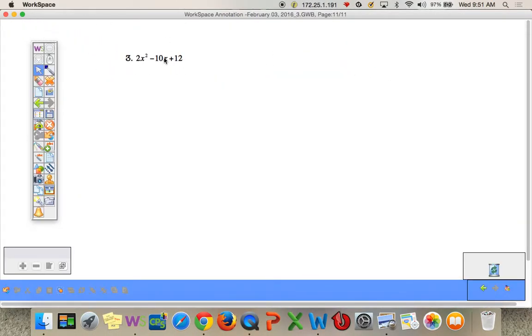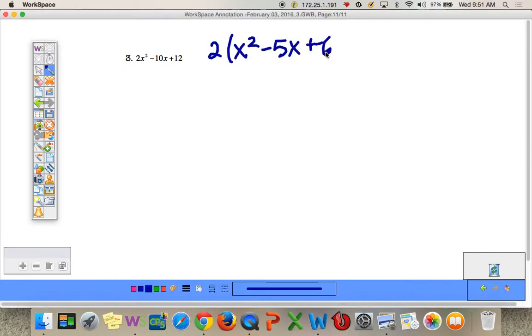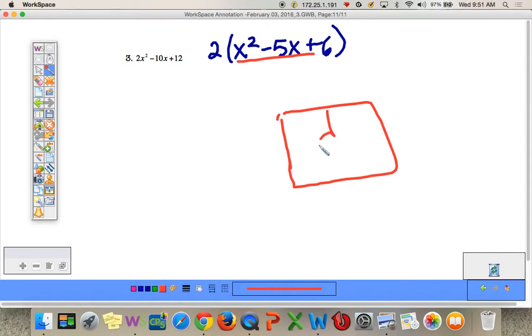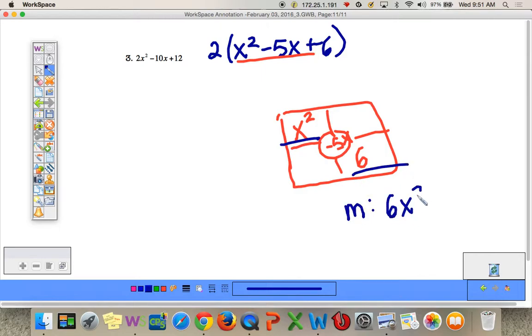In this case, there is a greatest common factor, and that is 2. So I'm going to rewrite this, dividing everything by 2. And now when I do box and circle, I'll just do the inside. So in our box and circle, we have an x squared, a negative 5x, and a 6. I want two things that multiply to the first and the last term, so it multiplies to 6x squared, and that adds to negative 5x.